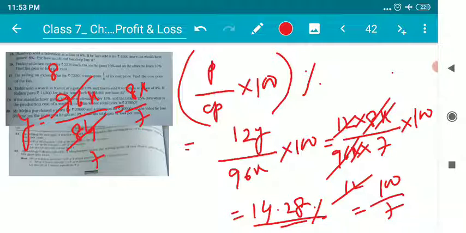You will try out these two questions. These two are very big and very conceptual questions. You will try out these things in your copy and you will submit in the Google Classroom assignment section.